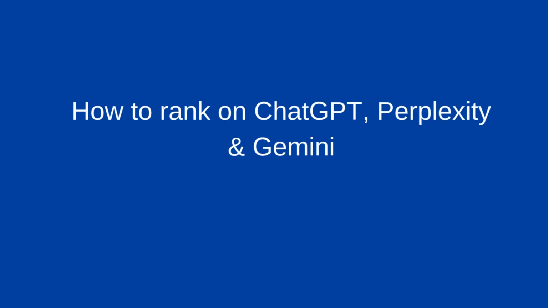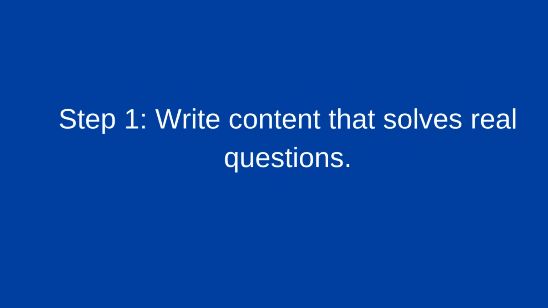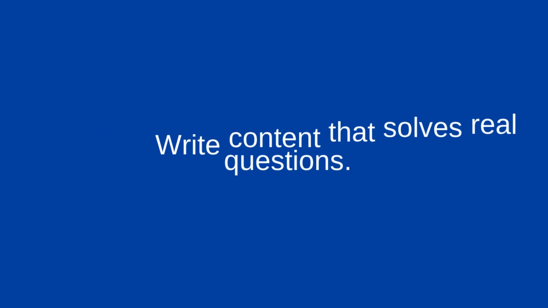How to rank on ChatGPT, Perplexity, and Gemini. Step 1. Write content that solves real questions. Use natural language. Think like the user. What would they type in ChatGPT? Answer that question directly in the first few lines of your blog.